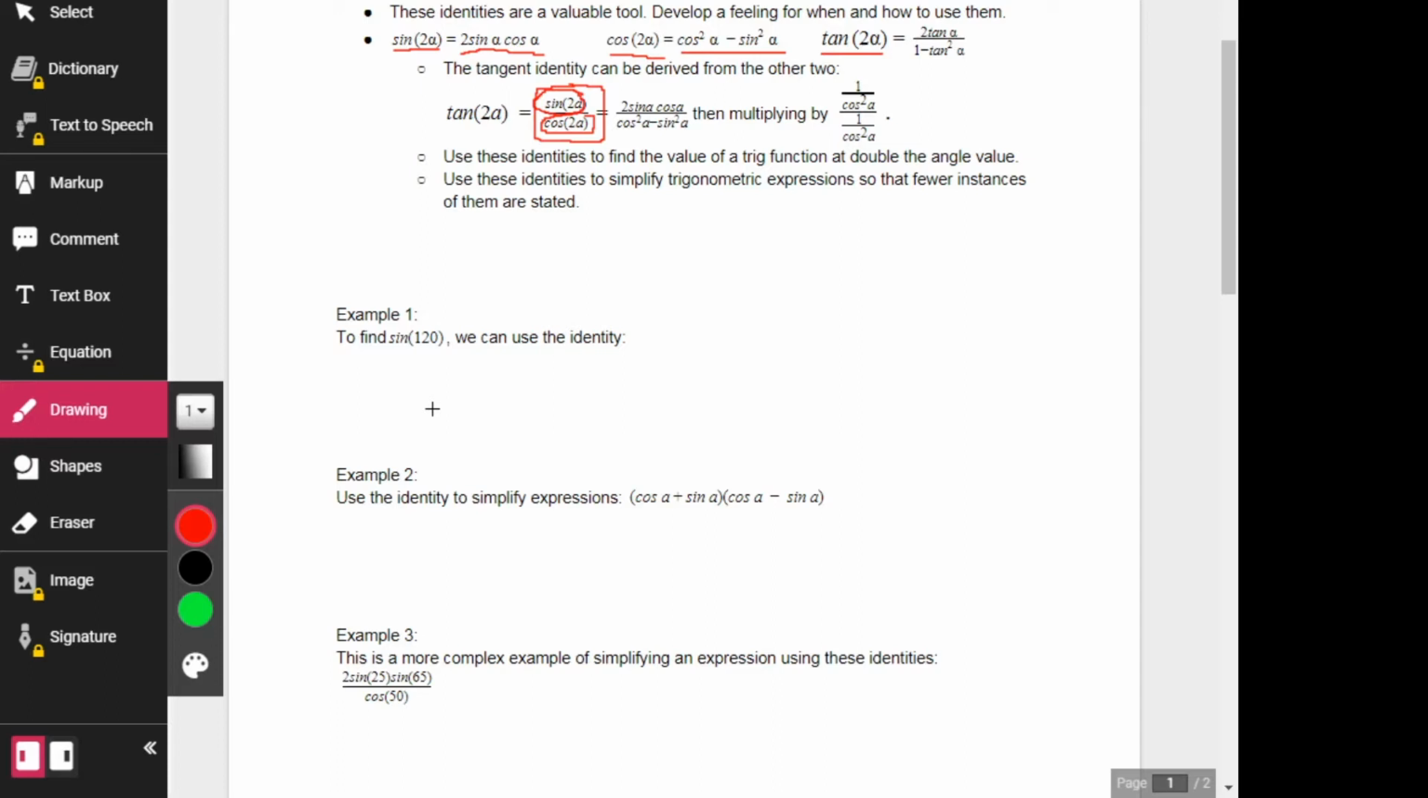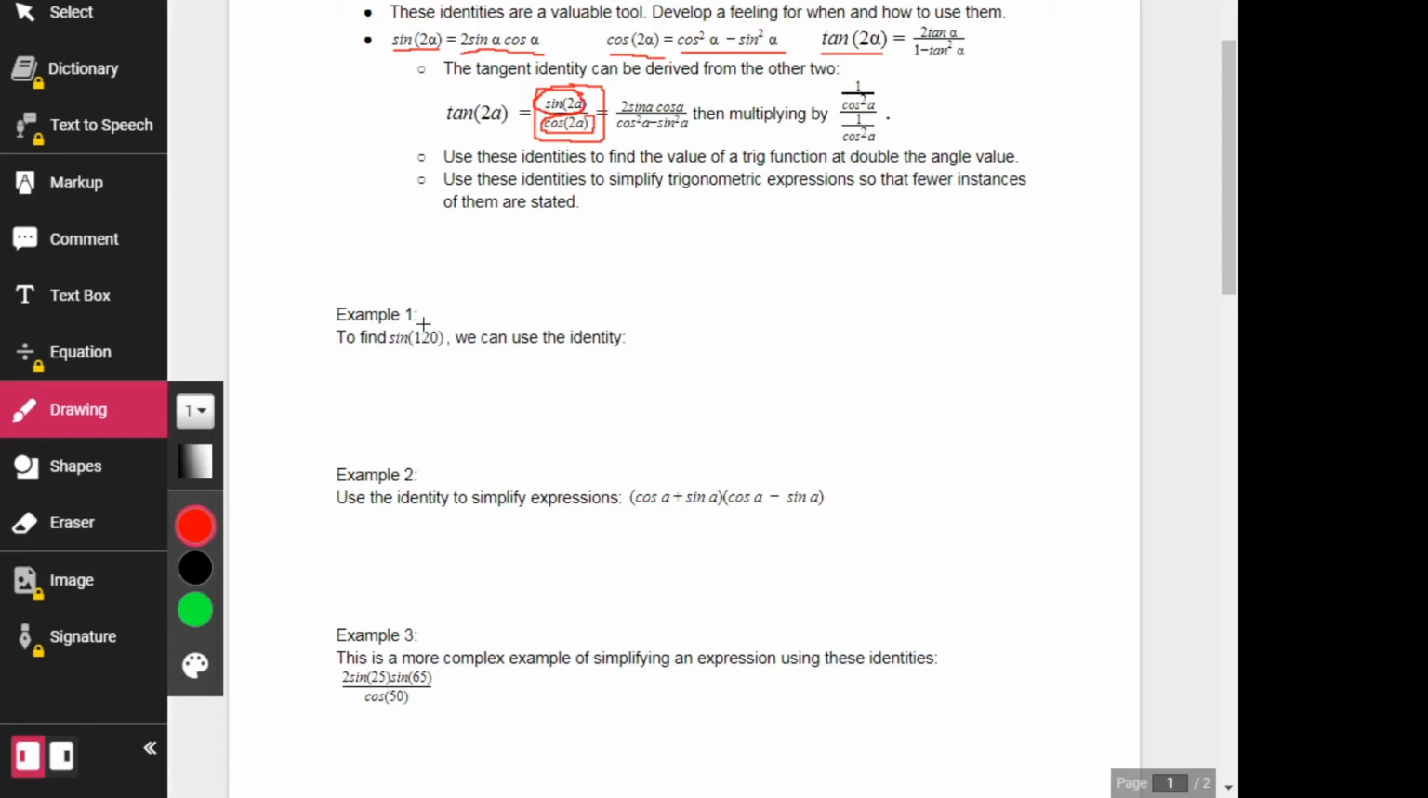What I'm trying to say here is you need to know the identities forward and backwards. You need to be comfortable knowing that sometimes you're going to have sine of 2a and convert that into 2 sine of a cosine of a, and sometimes you're going to have 2 sine of a cosine of a and convert that to sine of 2a. So let's start with an example, just so you can see what I mean.